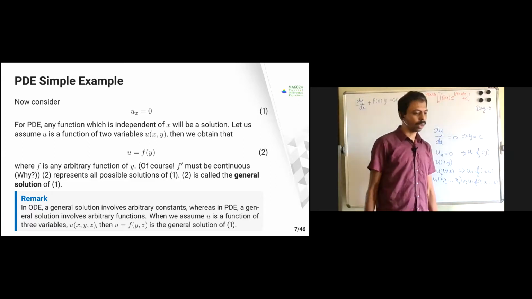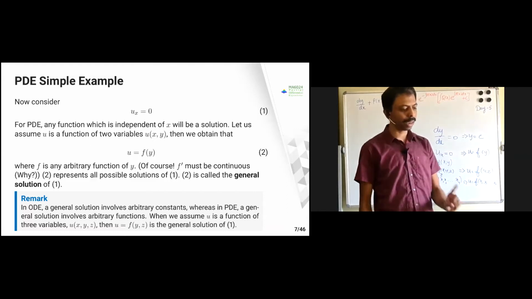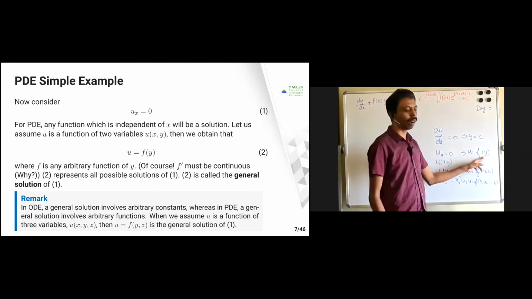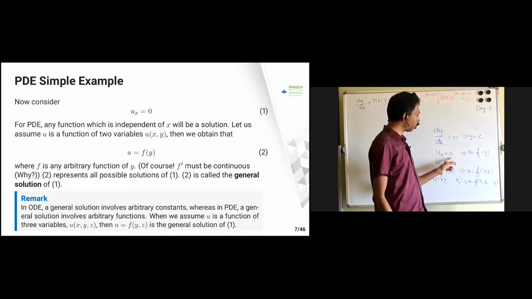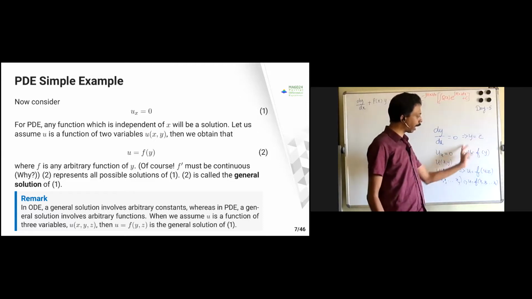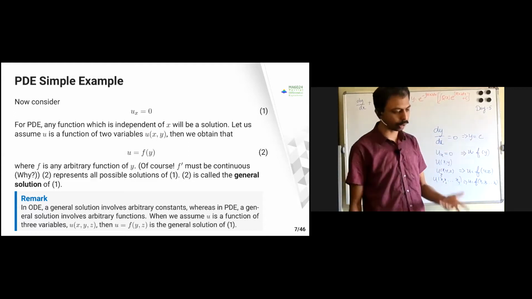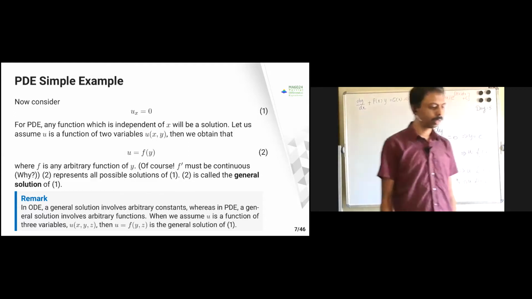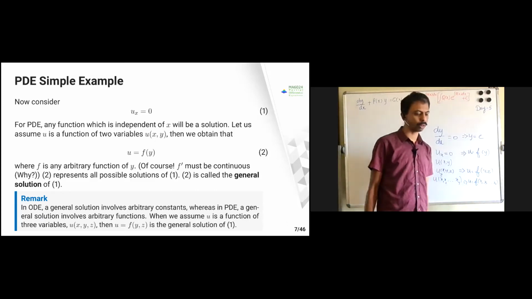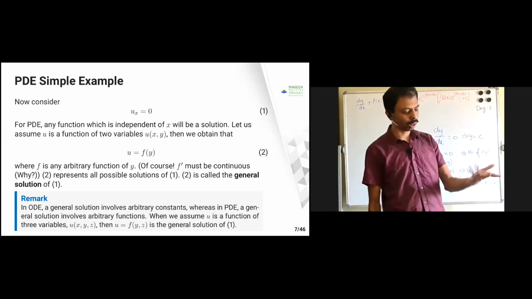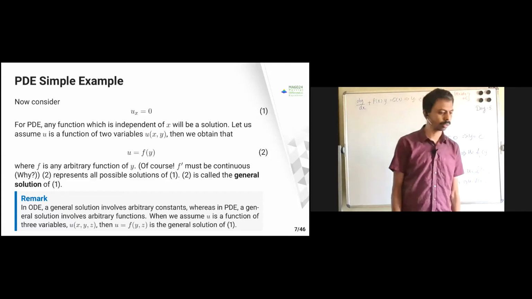So what is the condition here? If I say u equal to f of y, I need ux equal to 0. So I expect that in the classical sense, u should be continuous. f dash must be continuous, so that I will get ux equal to 0 and u is going to be a continuous function.